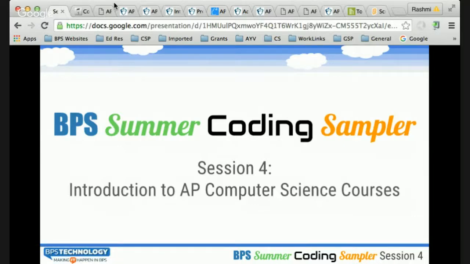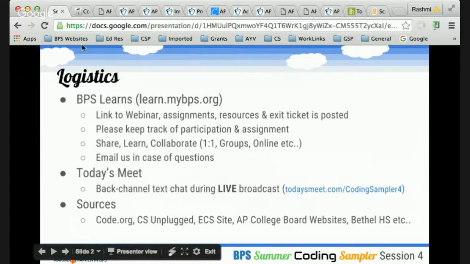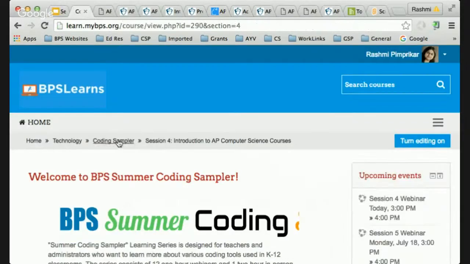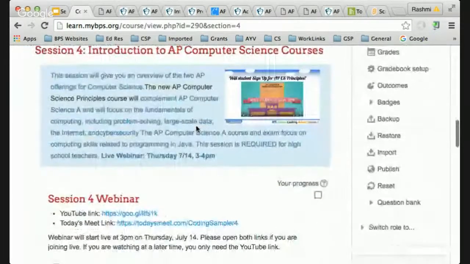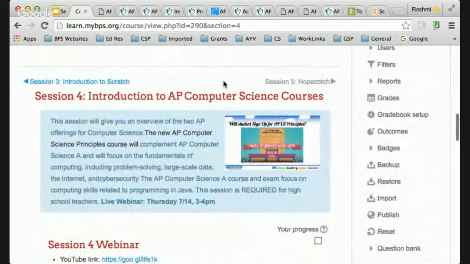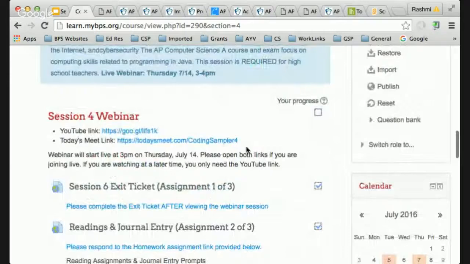Today we are looking at the introduction to AP Computer Science courses. Moving on, just in terms of the logistics of this course, we'll look at the BPS Learns, which has the link to this webinar. So let me quickly go to the course. This is our summer coding sampler. You have the course syllabus, and right in here is the introduction to AP Computer Science courses session. The webinar link will be posted here.